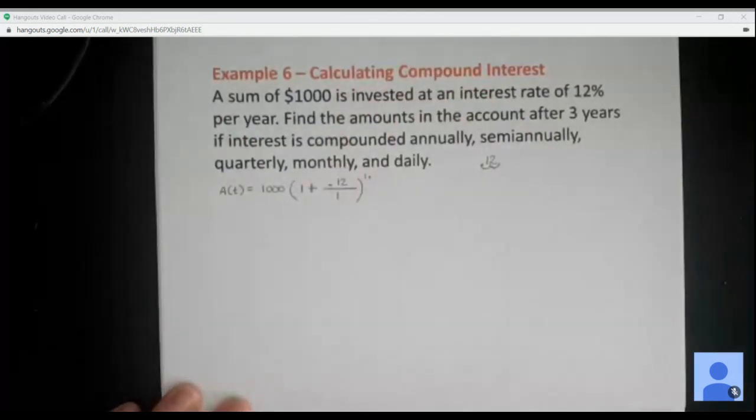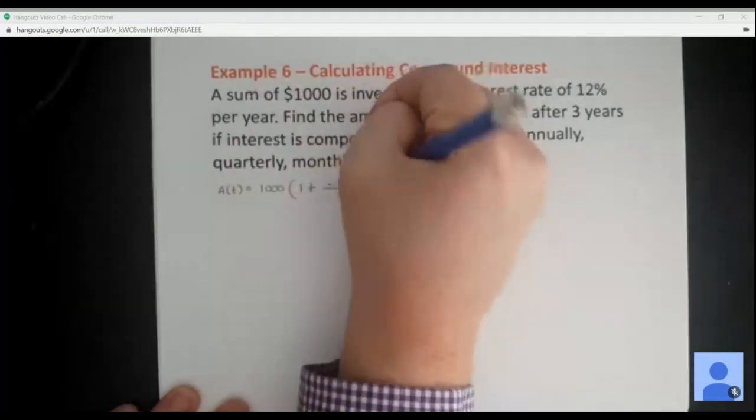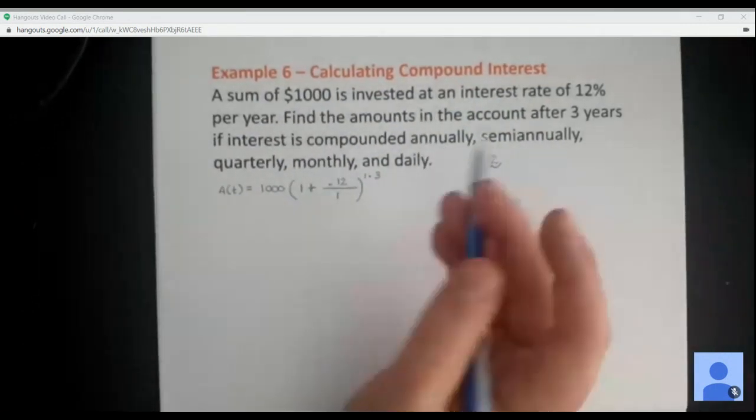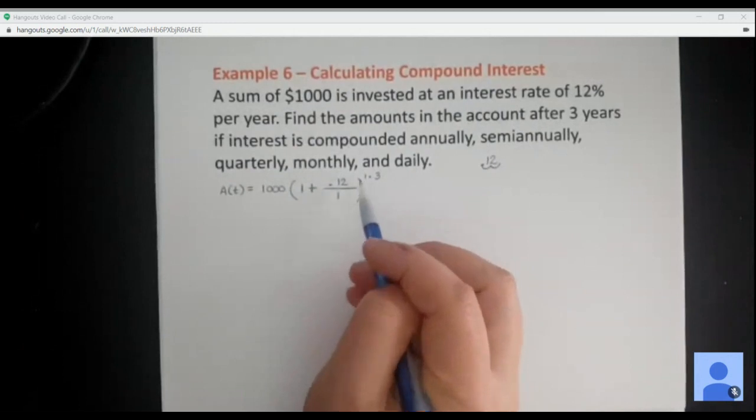And then the T value is the number of years. How many years do we have this time? 3. Good. So there's everything substituted into that formula for this particular problem. And again, we're doing annually, which is why our N value this time is going to be a 1.